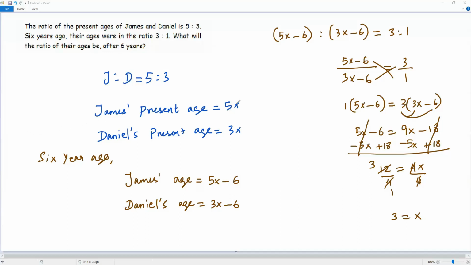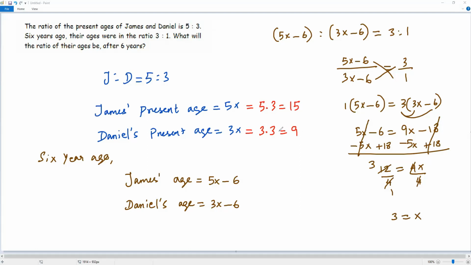If I plug in x is equal to 3 into this one, I'll be getting the age of James. If I plug in x is equal to 3 into this one, I'll be getting the age of Daniel. So James' age is 5 times the value of x, which is 3. 5 times 3 is 15 years. And Daniel's age is 3 times the value of x, which is 3, so 9 years. Okay, now I got the ages of James and Daniel.